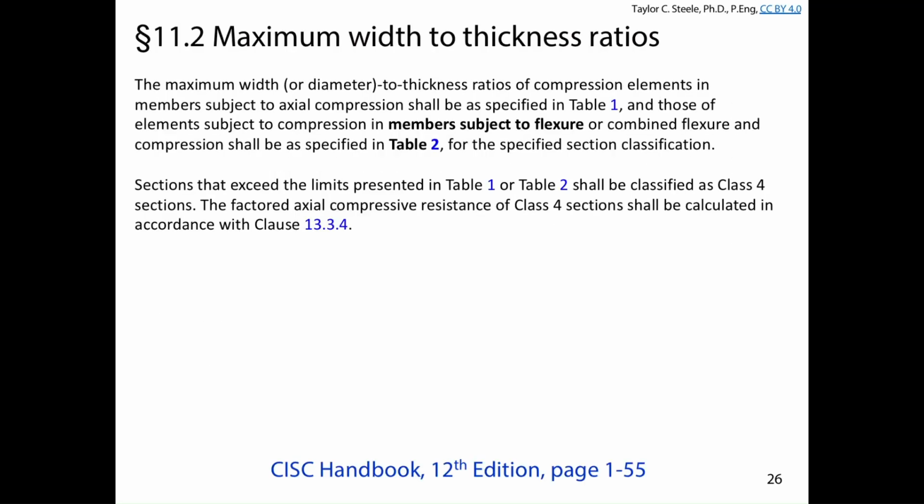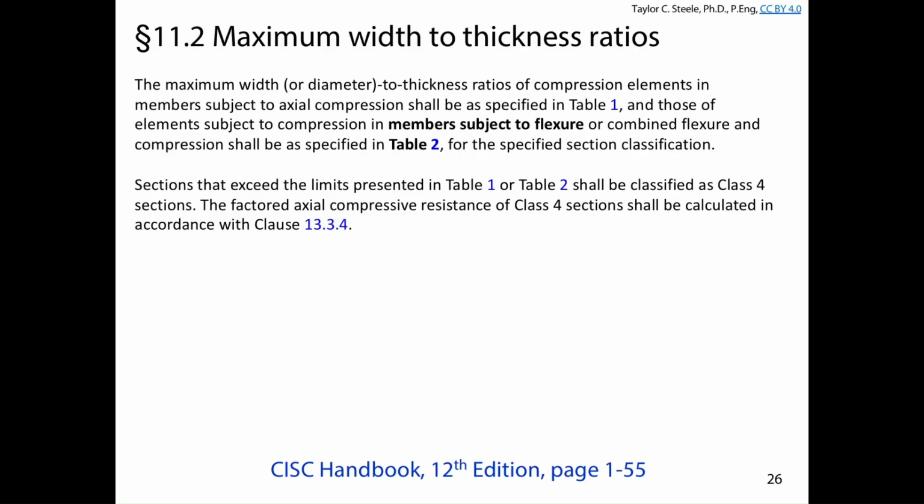and how a class 1 section can sustain the plastic moment resistance for large inelastic rotations. We did talk about this the other day in compression members, the maximum width to thickness ratios of compression elements for members subject to axial compression. Those came from table 1, and we've already talked about those. And those of elements subjected to compression and members subject to flexure, or combined flexure and compression, which we'll talk about in a couple weeks, are specified in table 2.